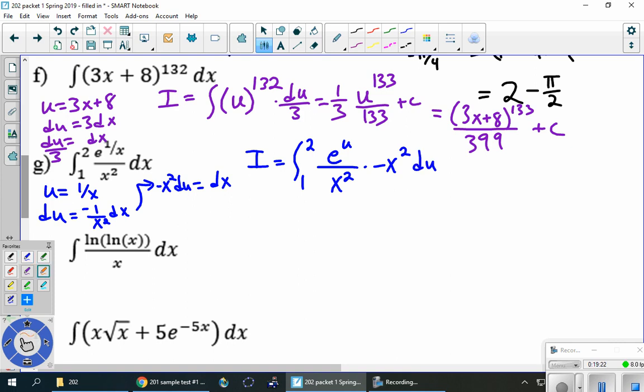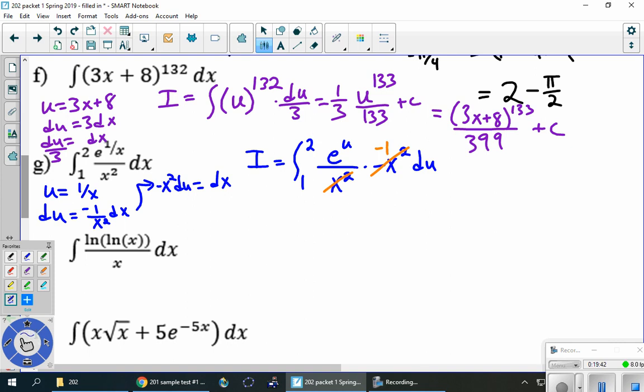And then good things happen because the x squareds cancel. And so this just becomes a negative 1 up here. And now that the integral is in terms of u, the limits of integration, 1 to 2, those are lies because these are values of x. So I think we actually need to make this change right now. We're going to erase the 1 and the 2 in a moment.